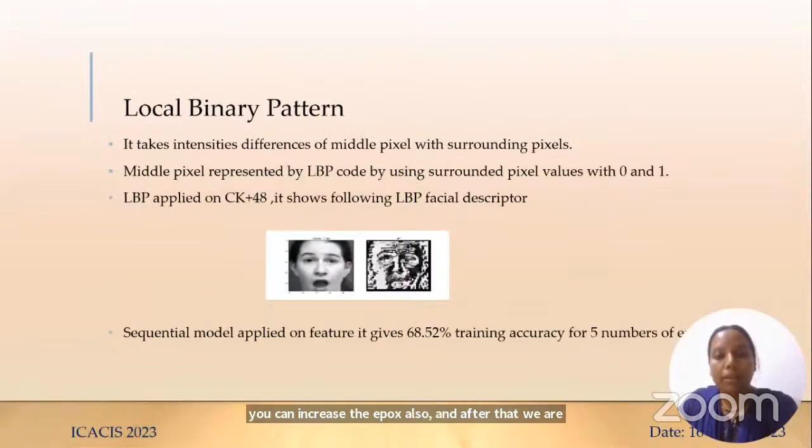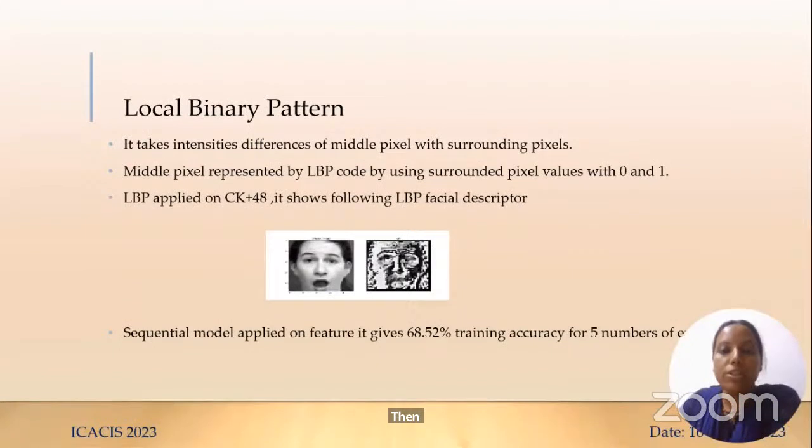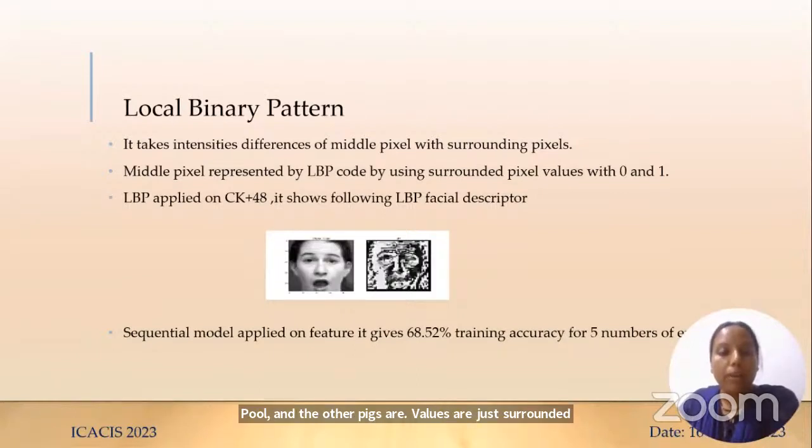After that, we apply the same thing on CK+48 with the local binary pattern, where we find the intensities of the middle pixel compared with the surrounding pixels. The middle pixel is represented by some value, and the surrounding pixel values are marked with 0 and 1, and then we get an LBP code. After applying LBP on CK+48, you get this LBP facial descriptor.